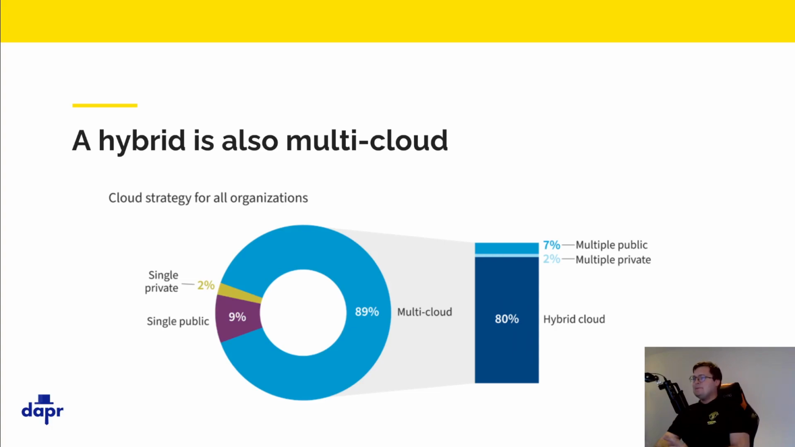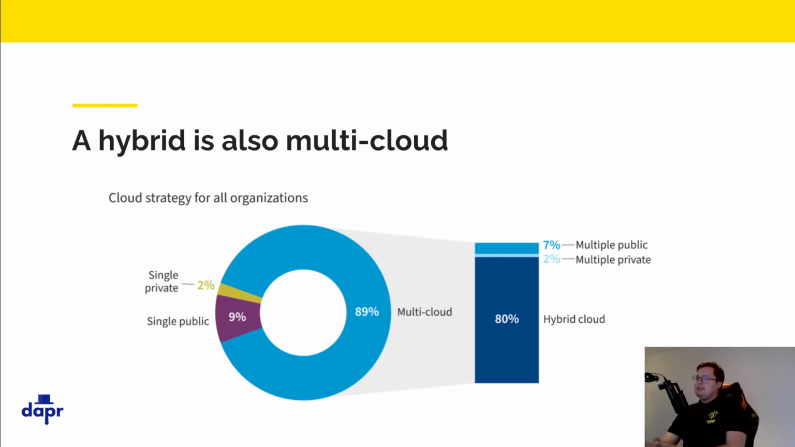So actually, Flexera also categorizes a hybrid cloud environment as multi-cloud, which you could debate on if it's fair or not, but that's why you get such a high number. But actually, what Dapr's multi-cloud capabilities are designed for is multiple public cloud usage.